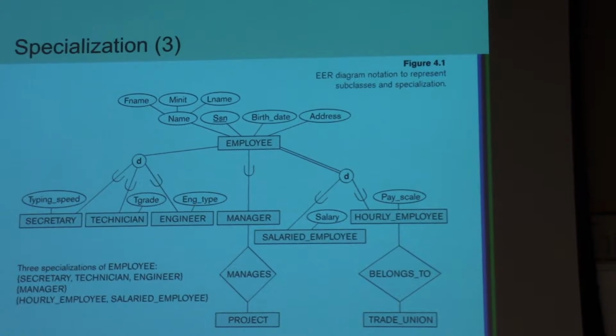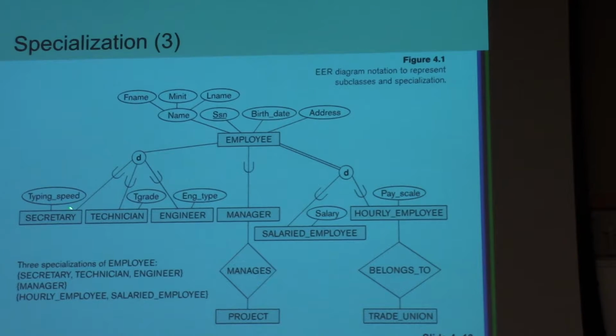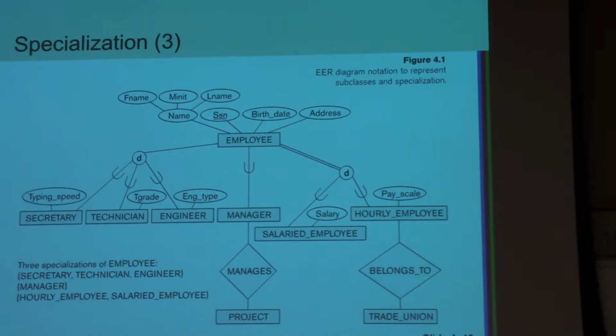First, employee. 1, 2, 3. Is secretary an entity or not? No, it's a subclass of employee. So now, what about manager? It's not. You can see there's no diamond, okay? So it's a subclass. Project is an entity, and trade union is an entity. So total 3 entities.